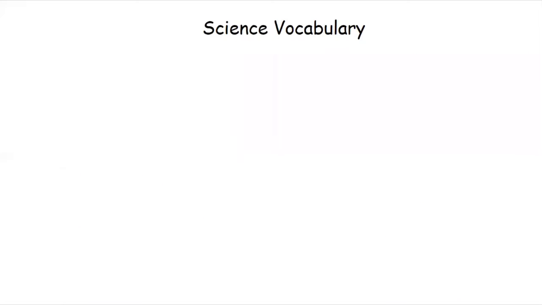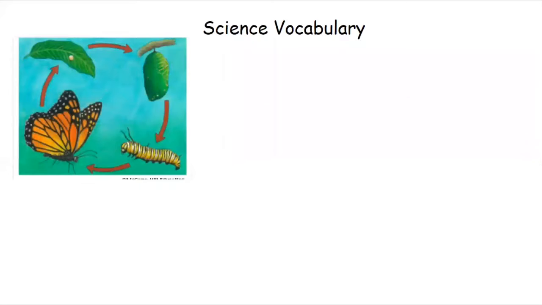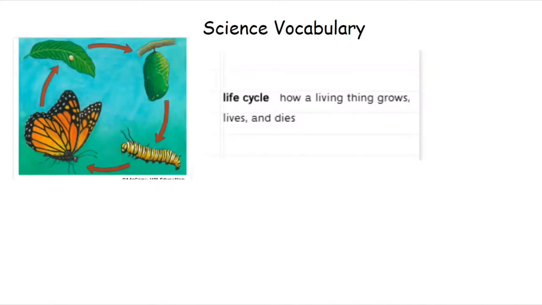So before we keep going, we need to have some vocabulary to help us talk about what it is that we're learning for the rest of the module. So our vocabulary words for today are life cycle. Here is a picture of a life cycle of a butterfly. It starts as a caterpillar, and eventually it goes into a cocoon and becomes a butterfly. Life cycle is how a living thing grows, lives, and dies.